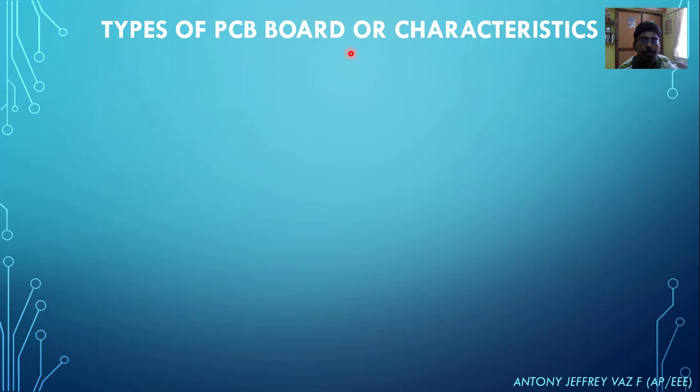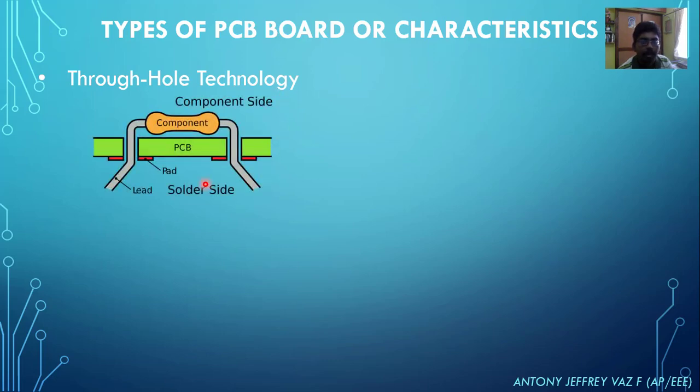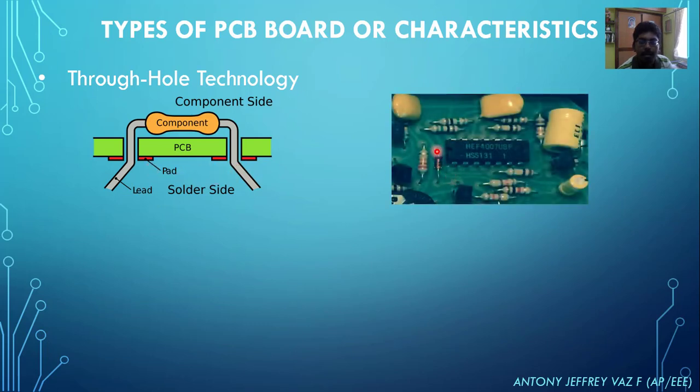Types of PCB boards and its characteristics. Through-hole technology. Here is the component to be soldered, and this one is the PCB. This red one is the solder side or a copper layer, and the leads are coming out through the hole. This side will be soldered using the lead, and it is the finished product of through-hole technology.